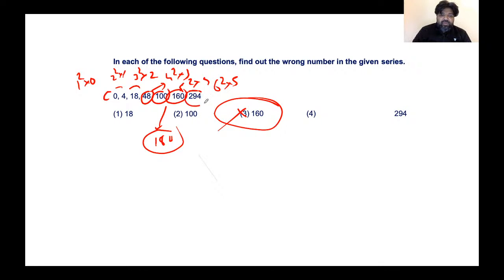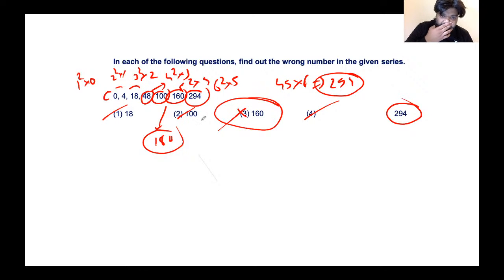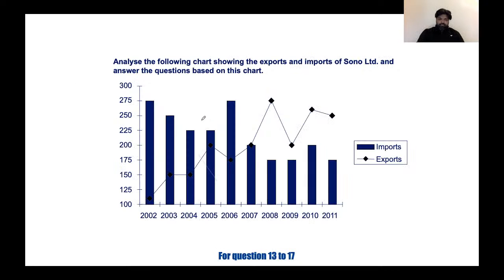This will be 7 square into 6. What is 7 square into 6? 49 into 6 is 294. Okay, so everything is correct. This one is wrong. So what's the answer? 160. Clear hai guys? Any doubts? Okay. Coming to the next question.